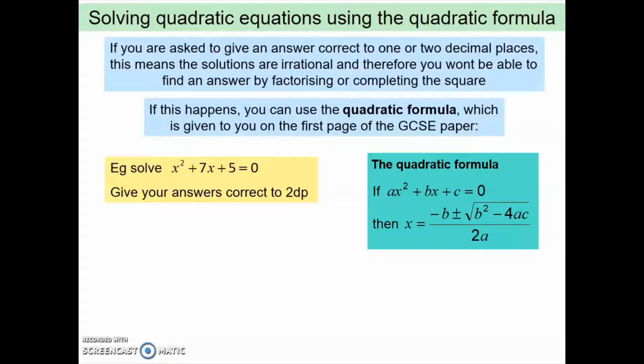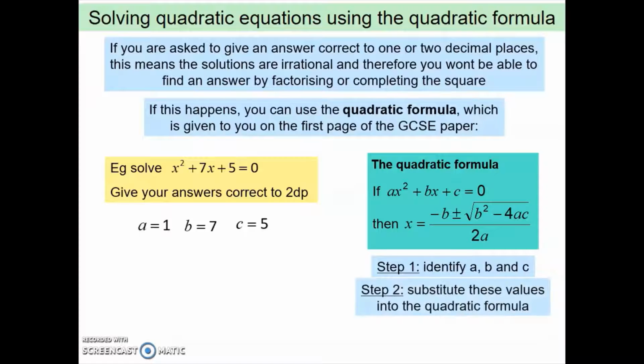We're asked to solve x squared plus 7x plus 5 equals 0. Give your answers correct to 2 decimal places. The fact that it's asking for decimal places, not integers, suggests that it can't be factorized, and therefore we have to use the quadratic formula. We're going to identify a, b, and c. Coefficient of x squared, coefficient of x, and the constant. A, b, and c. 1, 7, and 5 in this question.